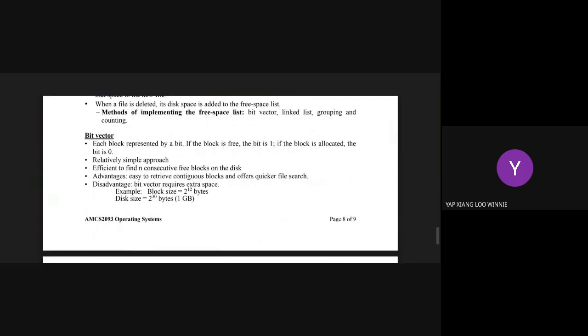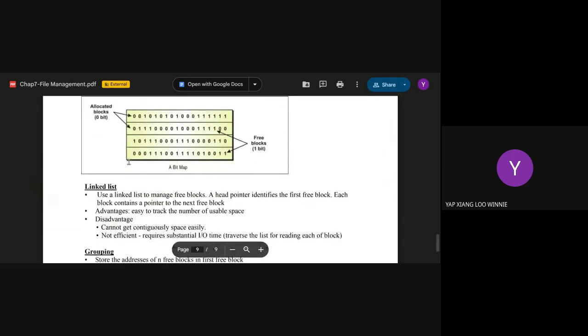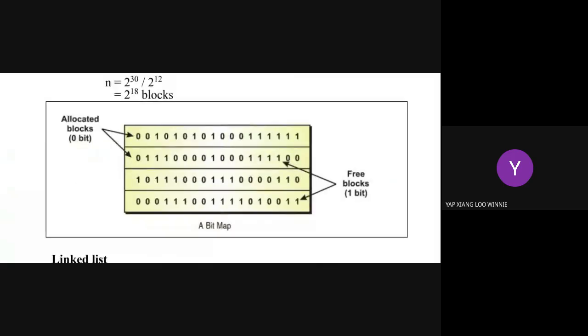So the first one, which is the easiest one, is called bit vector. With a bit vector, you represent them as 0s and 1s. If it is occupied, you put 0. If it is not occupied, you put 1.